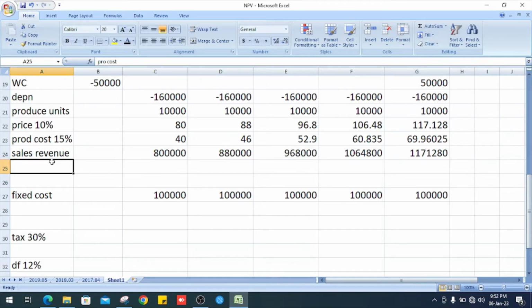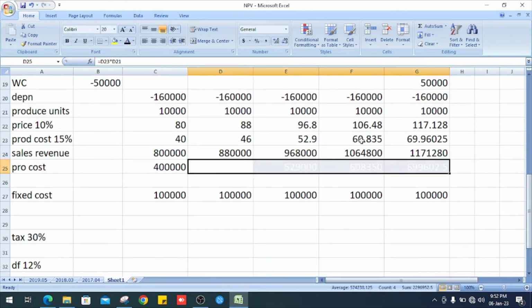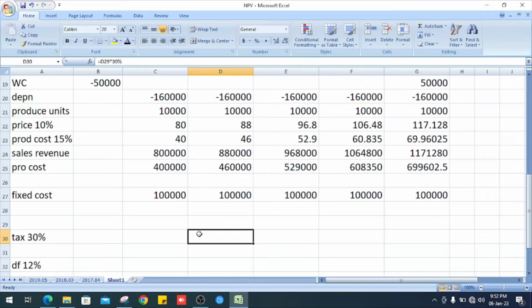Next we can get production cost. How do we get the production cost? The cost per production in year 1, it is 40. 40 into number of production units, we can get the production cost. The first one, our production cost is 40, production unit is 10,000. 40 into 10,000, it is 400,000. Likewise, same process.